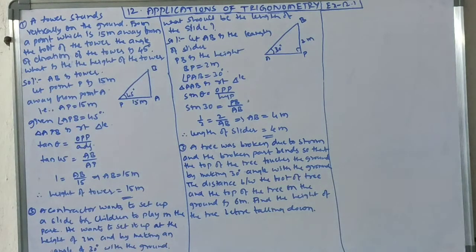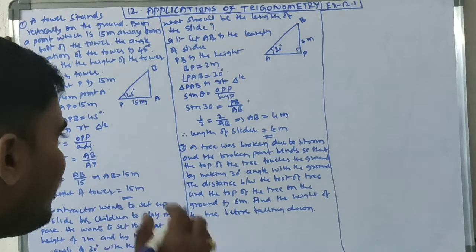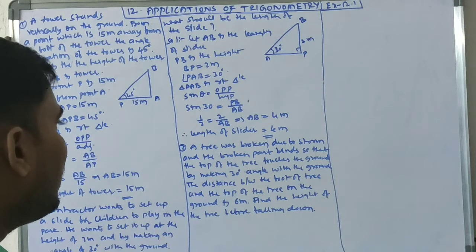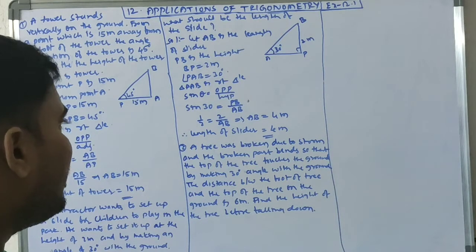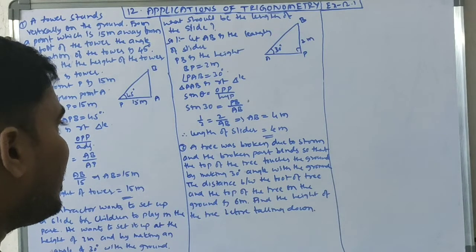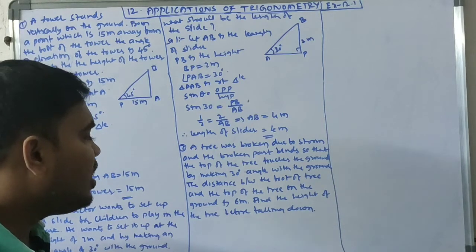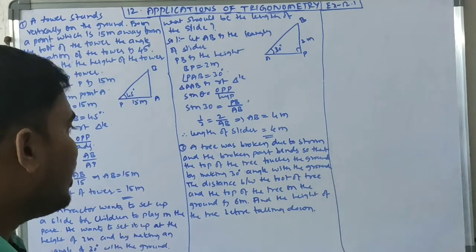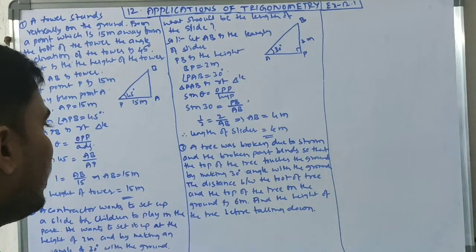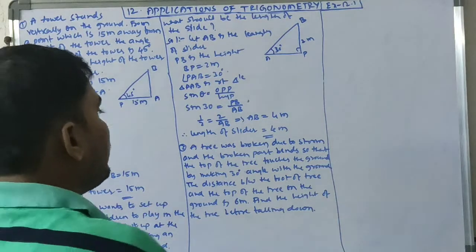Okay, now a tree was broken due to storm and the broken part bends so that the top of the tree touches the ground by making 30 degrees angle with the ground. The distance between the foot of the tree and the top of the tree on the ground is 6 meters. Find the height of the tree before falling down. Okay, solution.